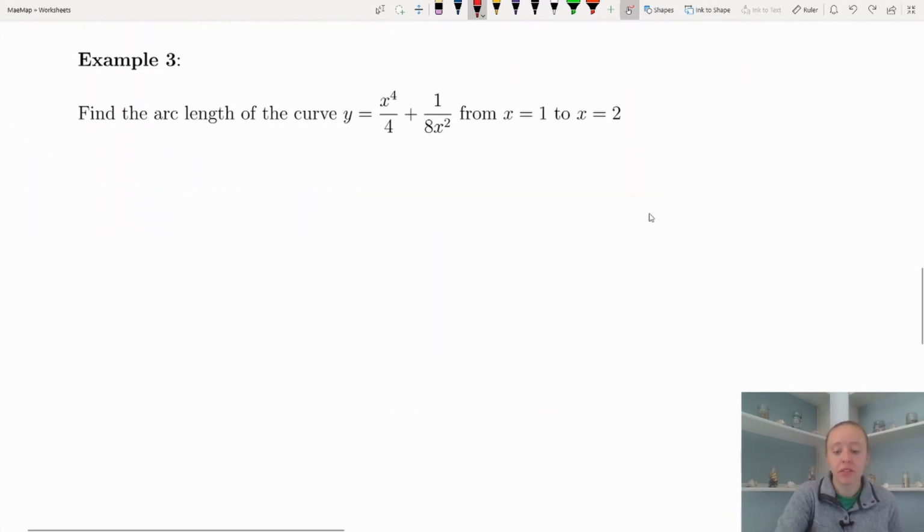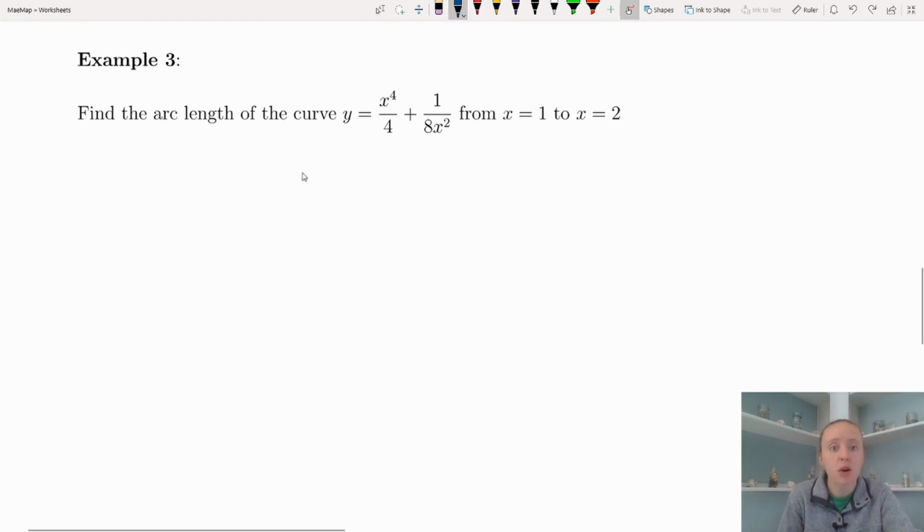For example number 3, we're going to find the arc length of the curve y equals x to the 4th over 4 plus 1 over 8x squared from x equals 1 to x equals 2. So the first thing we're going to check is, is our derivative continuous along our interval? In order to do that, we need to take the derivative.